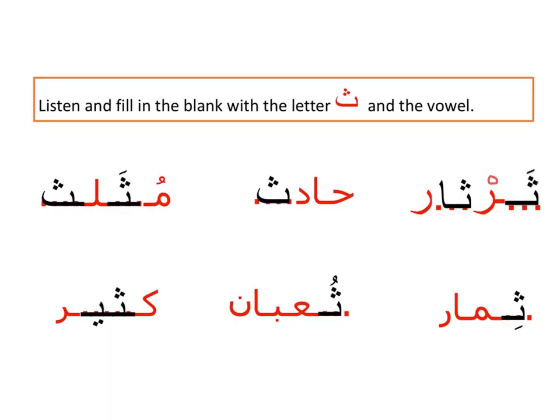Now you can have a look at the answers and see if you put th in the correct place. So the first one is thar, thar, hadith. So this is th at the end, and it will not join the letter before it because that is a lazy letter. مثلث. This one is joining from here. ثمار. ثعبان. كثير. And see, it's joining from both sides.